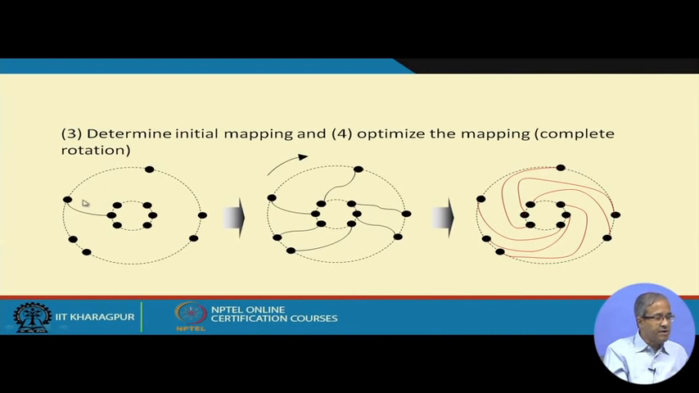Then we try to find out the initial mapping first. Let us say the initial mapping says this pin must be connected to this pin, and this is connected to this pin. So, the ordering is there. Now, you try to rotate them in some way.